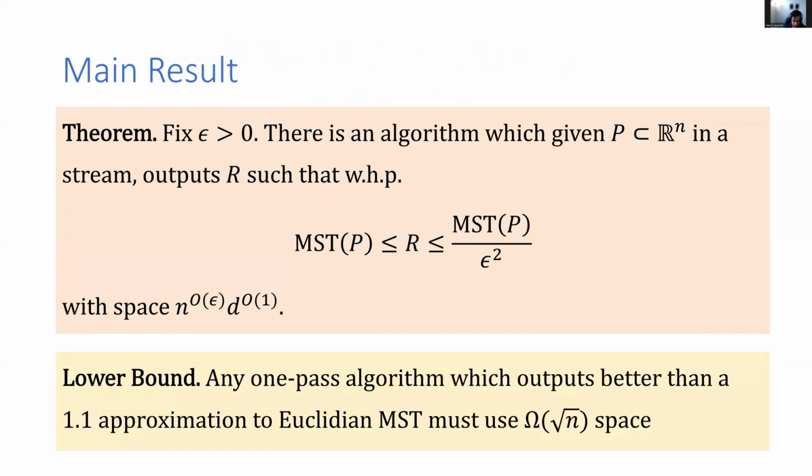In particular, we show a lower bound for this problem. Any algorithm that makes only a single pass over the data and outputs better than some constant, say better than a 1.1 approximation, actually needs to use at least square root n space. So this demonstrates that if you want an arbitrarily good approximation to the MST, better than a constant, you cannot do that in a single pass over the stream unless you're willing to pay large polynomial, square root n space. This also demonstrates that our algorithm in the regime of n to the 1/2, square root n space, is giving a tight approximation up to a constant.